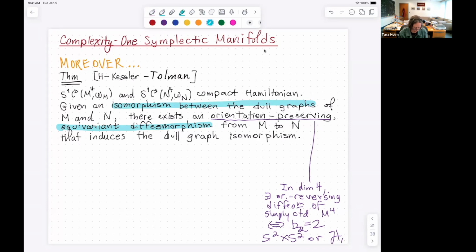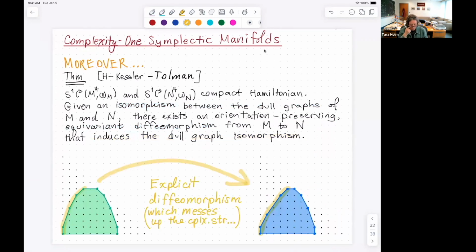The other piece of this theorem is that the diffeomorphism that we produce, you can be very careful, because these manifolds could be abstractly isomorphic for reasons having nothing to do with the isomorphism of the dull graphs that you write down. But we prove a strong version. We say that if you have a specific isomorphism between these two dull graphs, then there is a diffeomorphism that produces that dull graph isomorphism when you apply the momentum map. And so there is this explicit diffeomorphism. It necessarily messes up the complex structure because, as I said, this is necessary because they are different varieties.